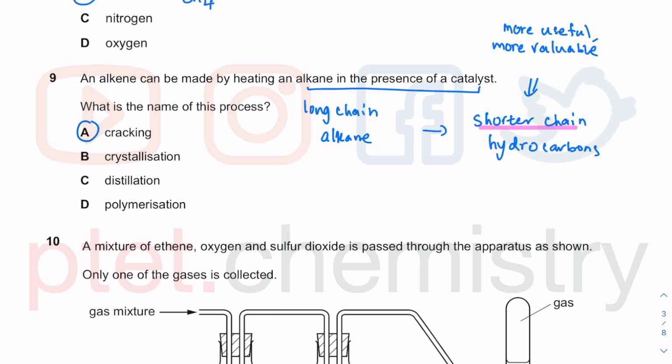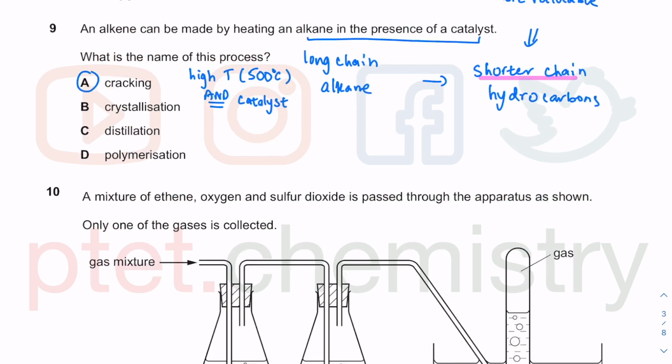This is called cracking. You would need a high temperature of around 500 degrees Celsius. And as mentioned, you need a catalyst. The catalyst helps to speed up the rate of reaction. It makes the reaction faster. Catalysts remain chemically unchanged at the end of the reaction. That's from Year 10, rate of reaction topic.